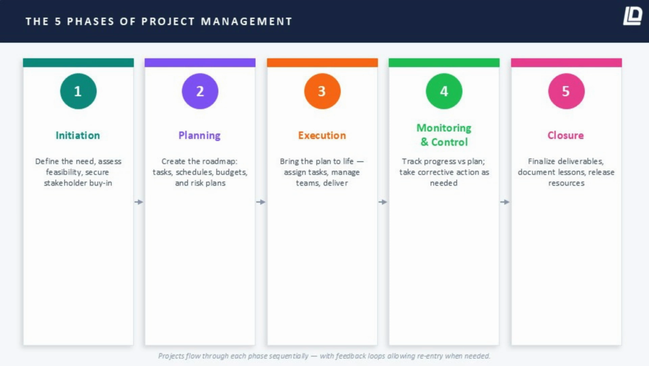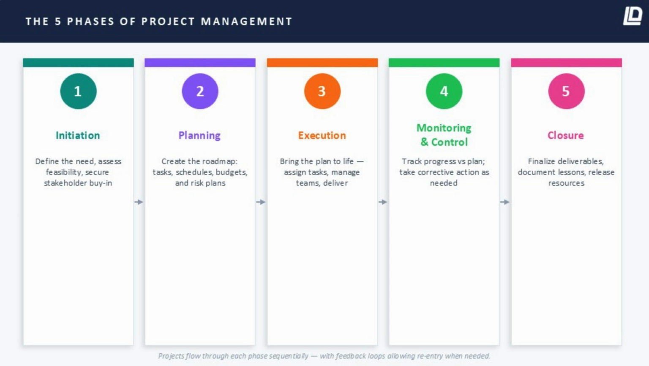Phase 1 is initiation, where the project idea is born and validated. Phase 2 is planning, where you build the detailed roadmap before any real work starts. Phase 3 is execution, where your team rolls up their sleeves and actually does the work. Phase 4 is monitoring and control, where you make sure everything stays on track. And Phase 5 is closure, where you wrap everything up properly and capture what you've learned.